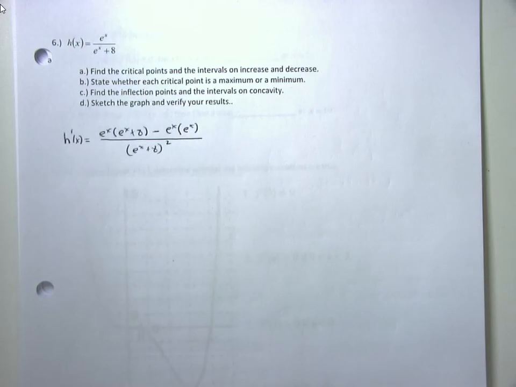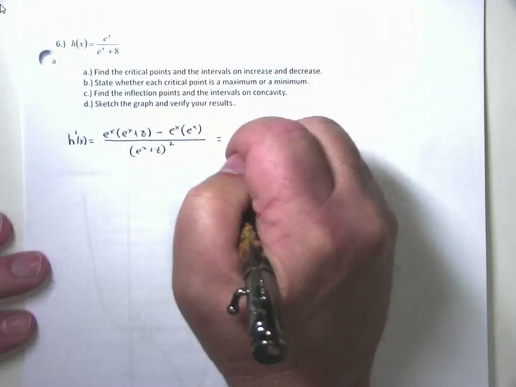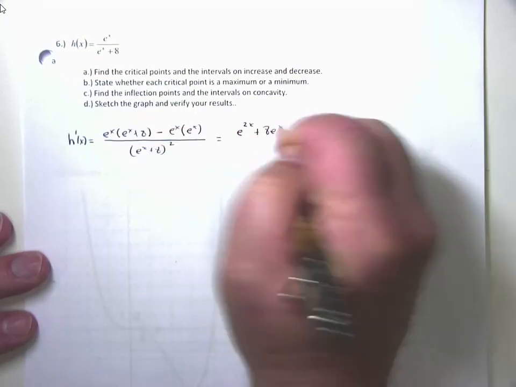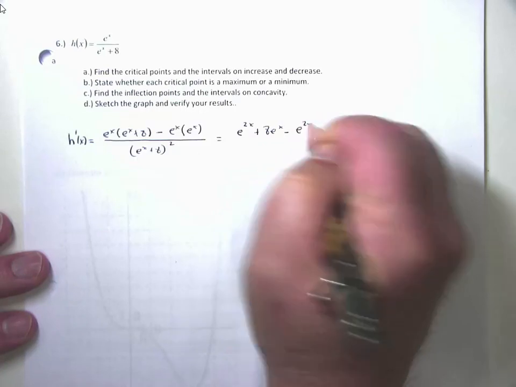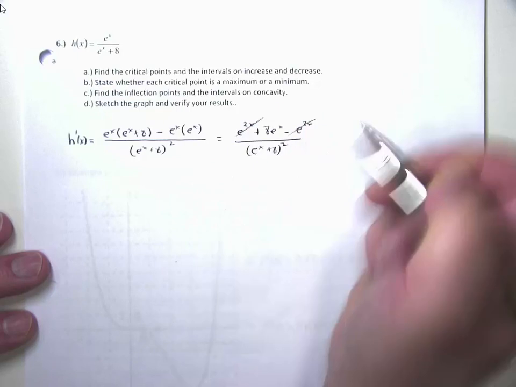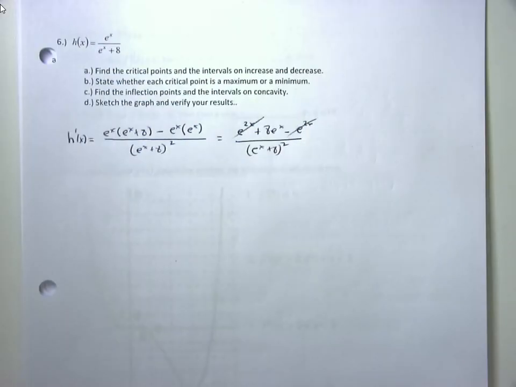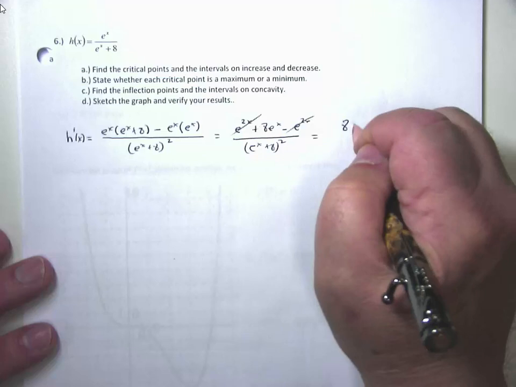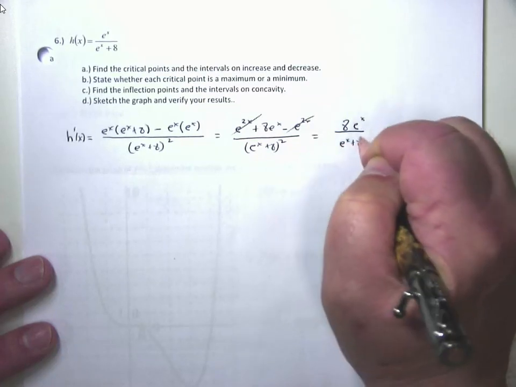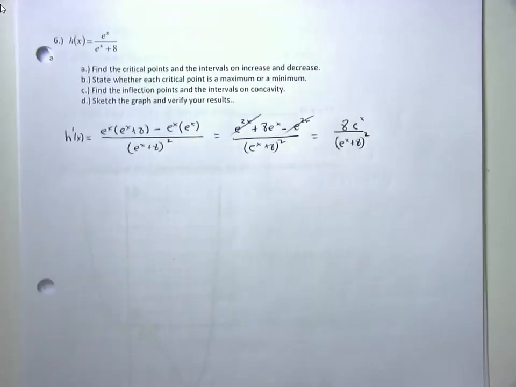I'm going to clean this up by distributing. When you multiply, you add exponents: e to the 2x plus 8 e to the x minus e to the 2x, divided by e to the x plus 8 squared. Those two terms cancel out, and your first derivative is 8 e to the x over e to the x plus 8 squared. There's my first derivative. But you know what? I should have done this before I even started the problem.